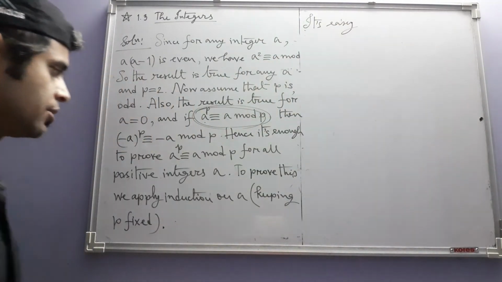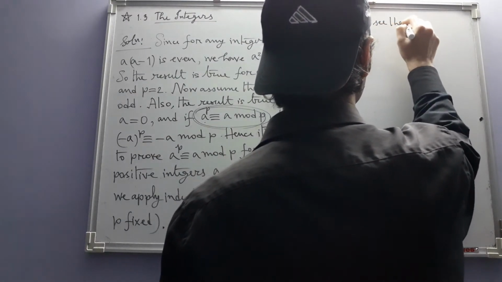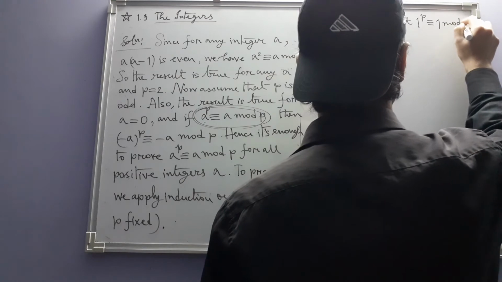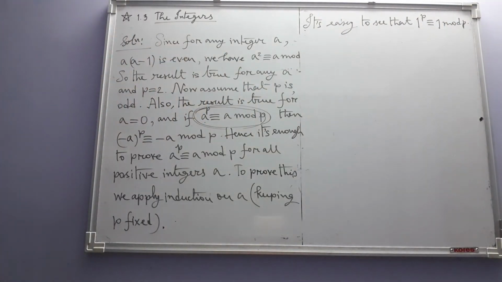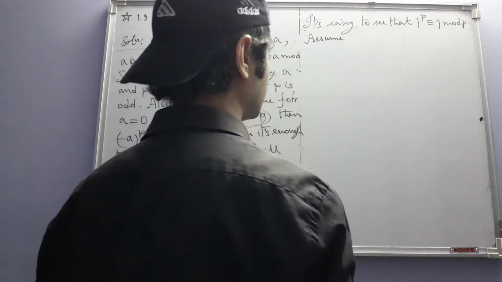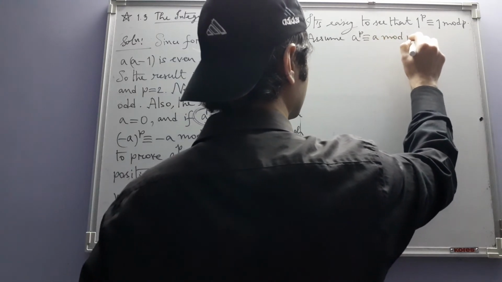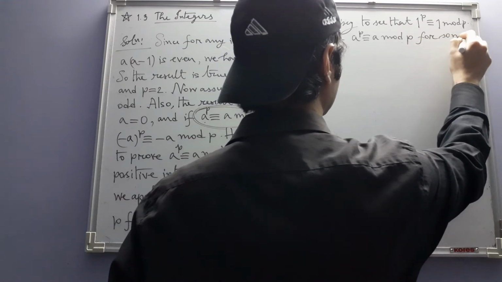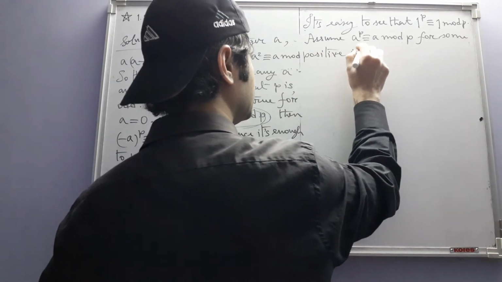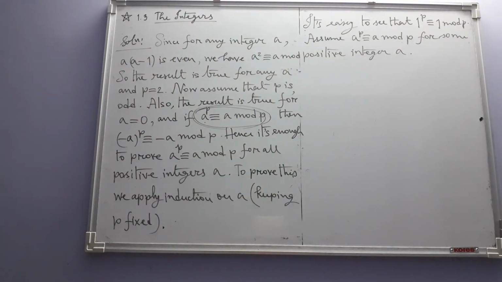What happens when a is equal to 1? That case is also trivial. It's easy to see that 1 to the power p equals 1, so it's congruent to 1 mod p. So this is the basis for our induction. Now we make the induction hypothesis. Assume this for some positive integer a. This is the induction hypothesis. Now we have to prove this for a plus 1.